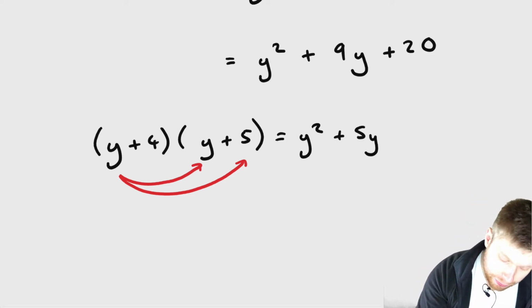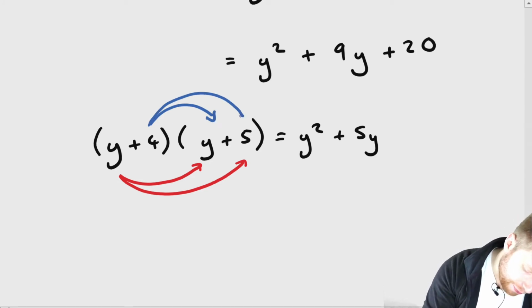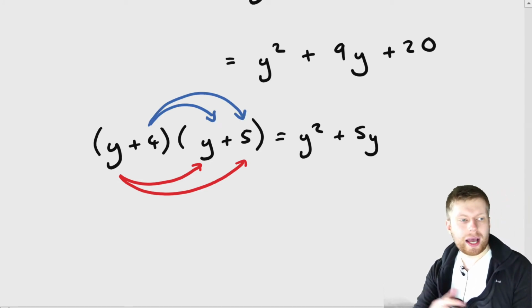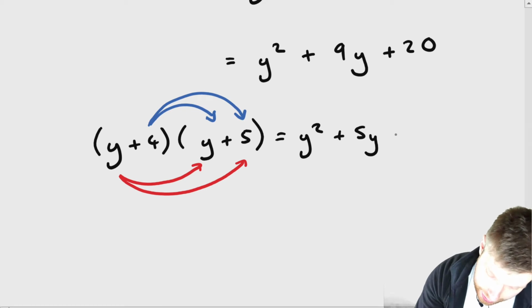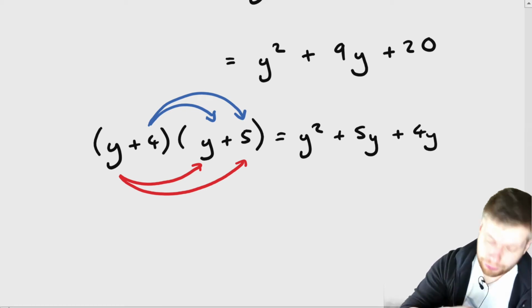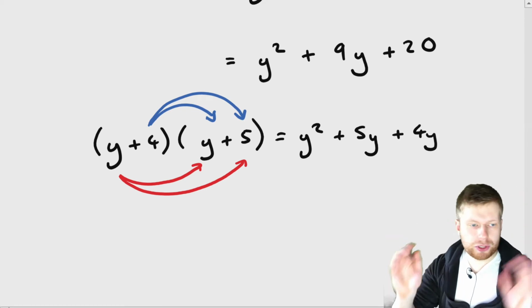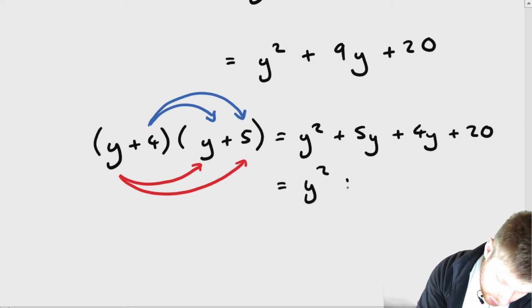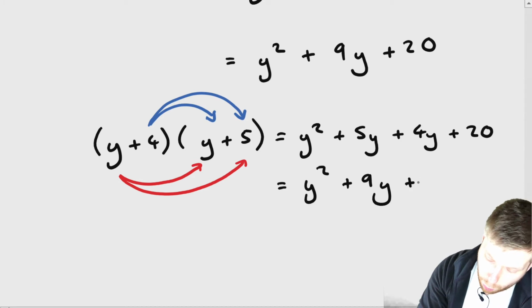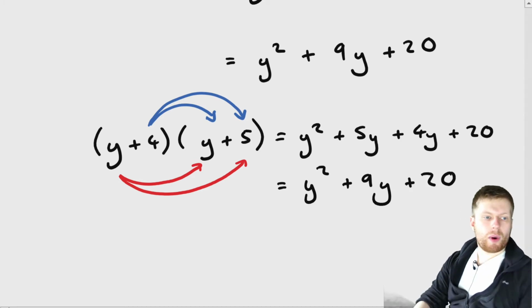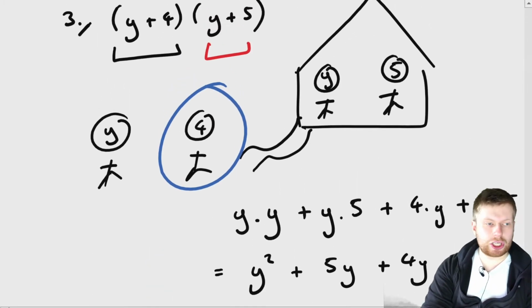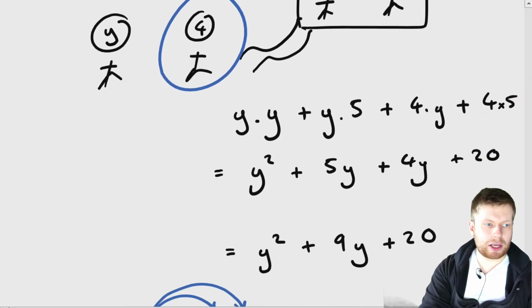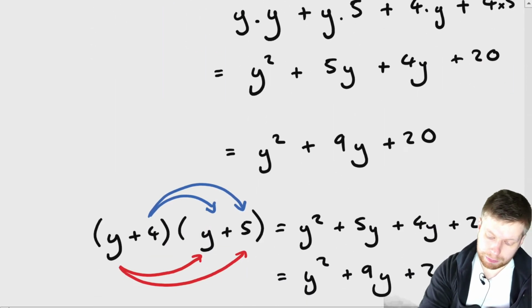If I do the same for the 4, again, it's got to meet up with everything in the second bracket. So the 4 has got to meet up with the y, so that's going to give me 4y. And the 4 has got to meet up with the 5. They're both positive, so it'll be positive 20. And again, I can simplify the two terms in the middle to make 9y. So either way you want to do it. If you want to visualize the house analogy just whilst you're getting started, then just make sure that everybody meets up with everybody else.